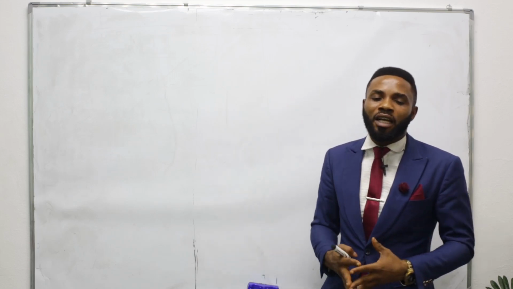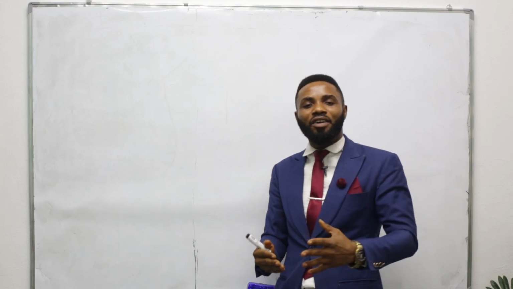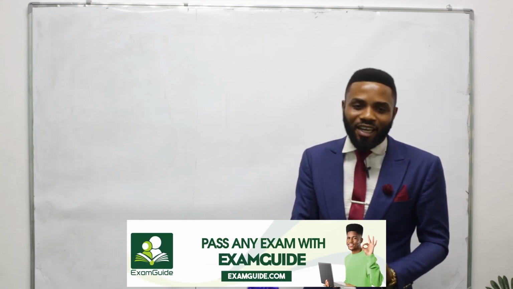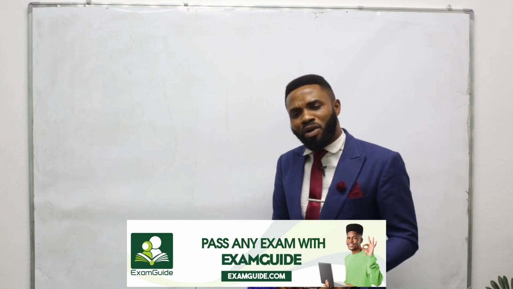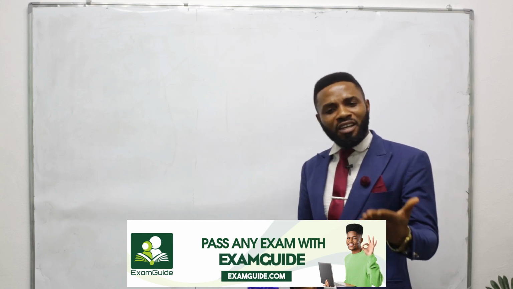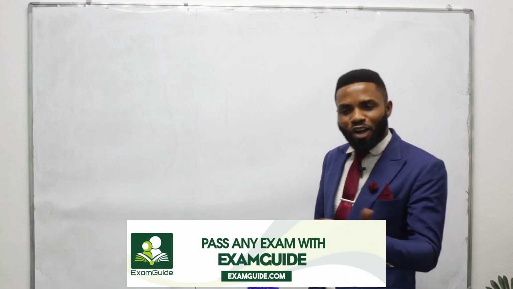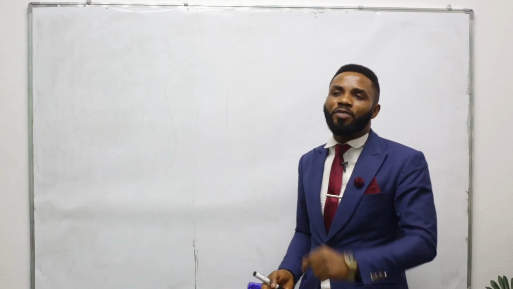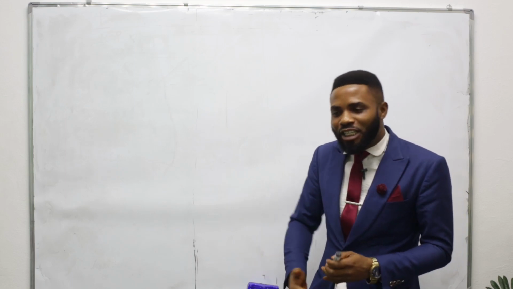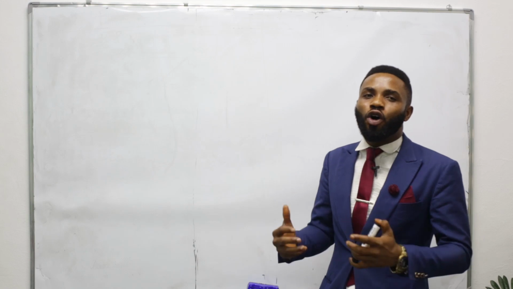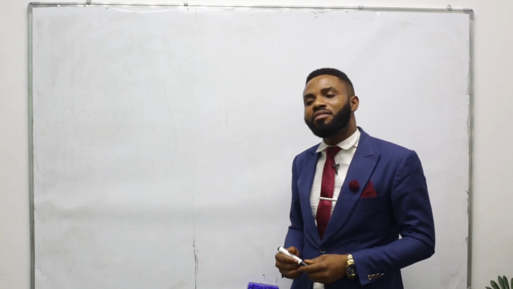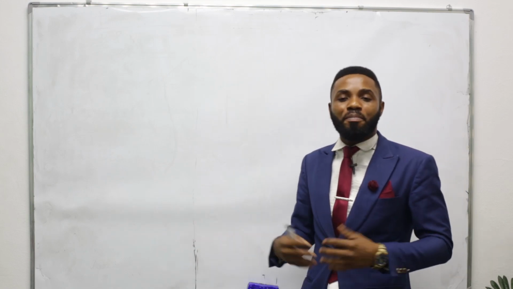Profit or loss account, as defined here, is an account that is prepared to ascertain net profit or loss for the period. Somebody should ask me, what is the difference between net profit and gross profit? Now, net profit is the profit that you realize after you have charged expenses incurred within the period.